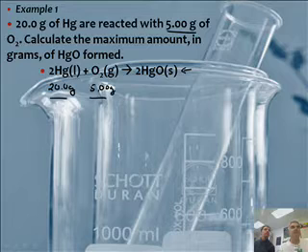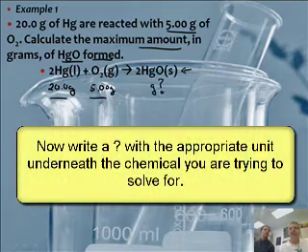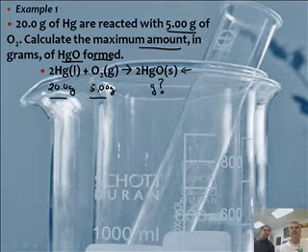So calculate the maximum amount in grams of mercury oxide, or HgO. So I'm going to write a g question mark. Okay. So, guys, this is really easy. We've done this before. We just need to do two of them. Yes, you just do it twice.